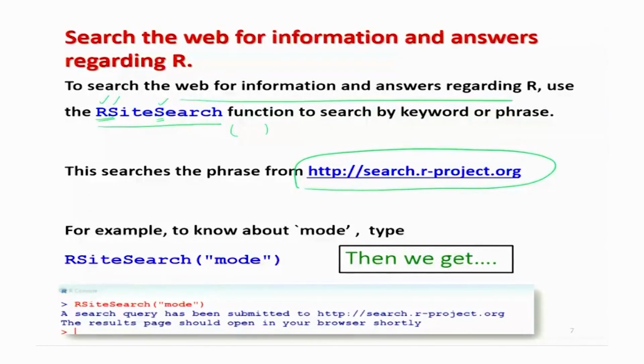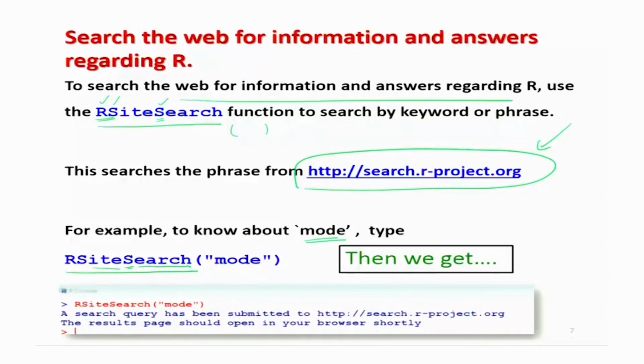The difference is that if you go to any search engine like Google and look for that word, it will possibly give you many websites where those things are available. But when you do it from inside the R software, it will be restricted only to this site. For example, if I want to know about mode, MODE, I will simply type on the R console capital R, capital S, then small letters ite, and then capital S, and then earch in lowercase.